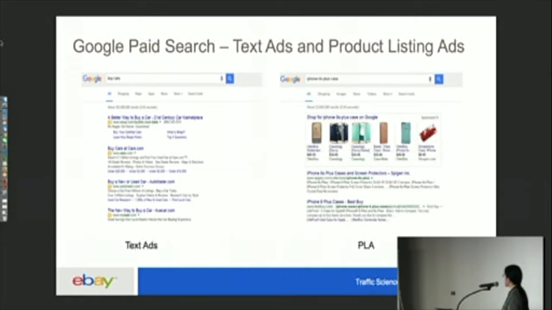So from the bidding perspective, the difference between these two types of ads is, for the text ads, we bid for each keyword or the search term that the user inputs in the Google search engine. And for PLA, we bid on each product we have, or each item. So today I'm going to show how we bid for the keywords for text ads.